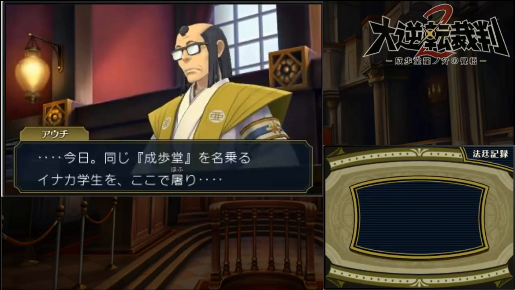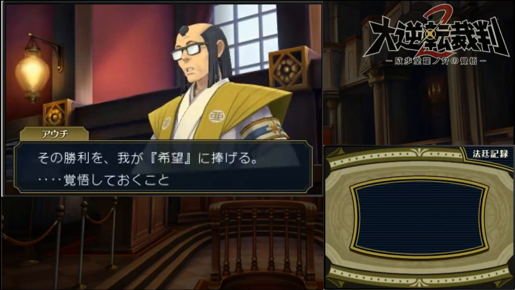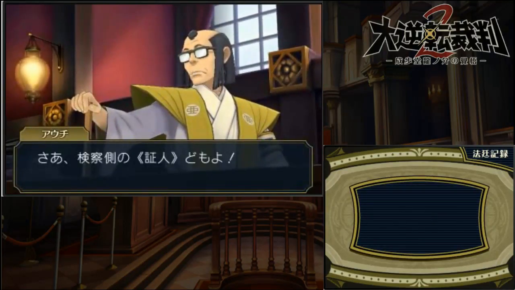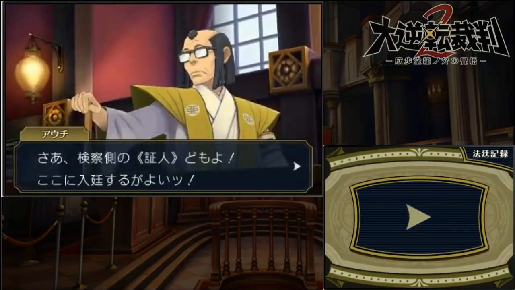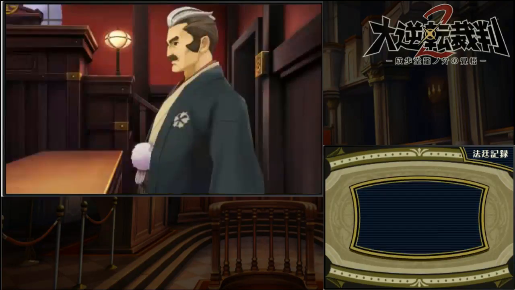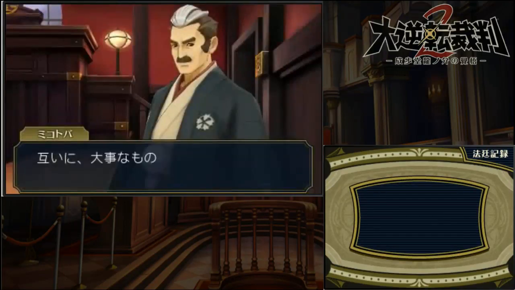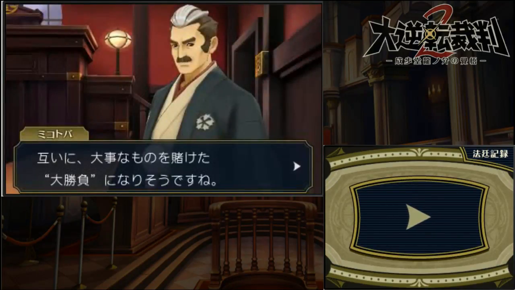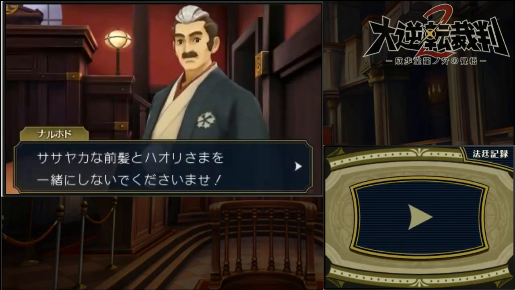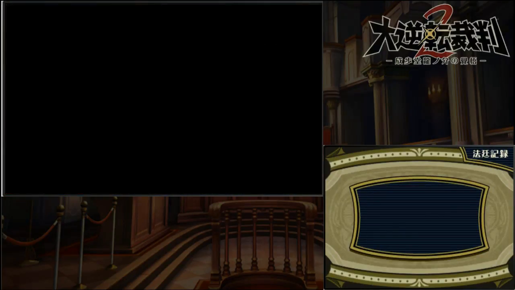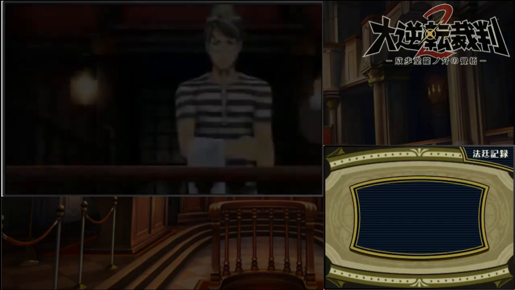Today is the day I slaughter the country bumpkin who shares his name. My hope rides on the back of this verdict. Prepare yourselves! Now then, witnesses for the prosecution, you may now enter the courtroom. It appears that today's trial will be a grand showdown with both sides having something terribly important at stake. Please do not equate that tiny fringe and Haori-sama into the same group. You tell her. You tell him, Susato.